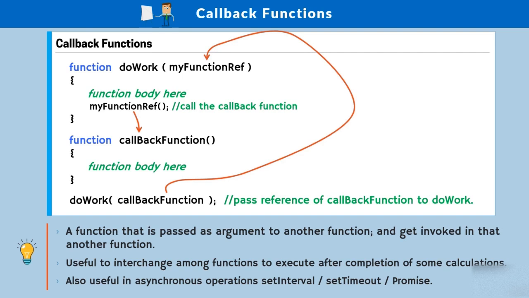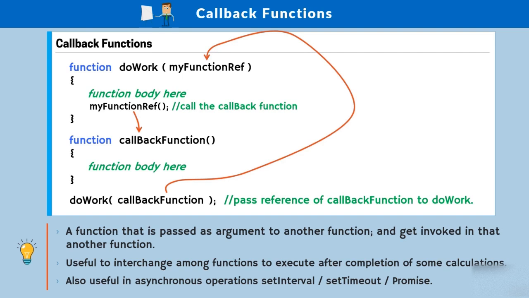So in real world applications, in what kind of cases are you going to use this callback function? Let's say, for example, there is a function that performs some task. For example, you want to add two numbers. And while invoking that doWork function, you have two choices. You can pass a function that prints the value in the console, or you can supply another function that prints the value in the web page.